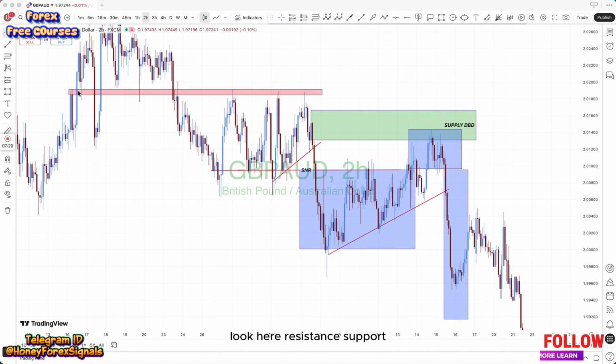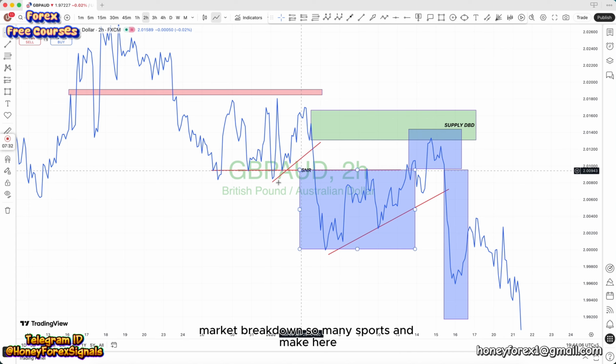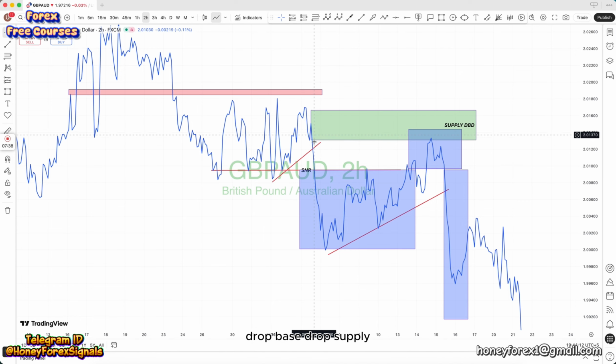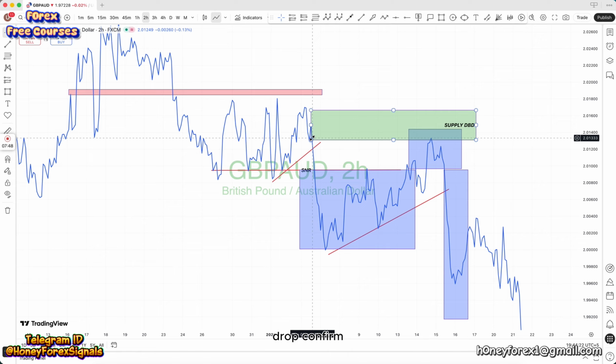Look here: resistance, support, support rejections, drop base. Drop supply area, if we convert to a line chart. This is our support resistance SNR area. The market broke down many supports and made a drop base drop supply here. The supply is confirmed because there are so many supports and the main low broke down. So our supply drop base drop is confirmed.